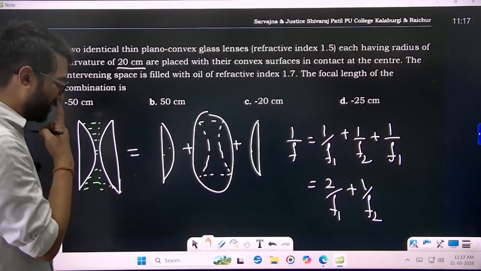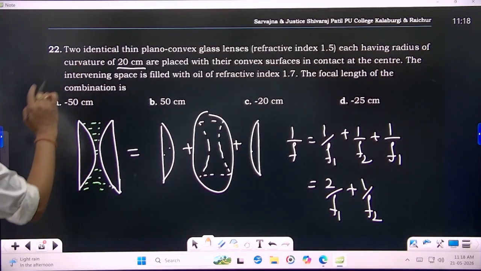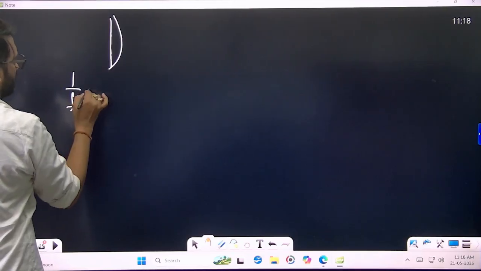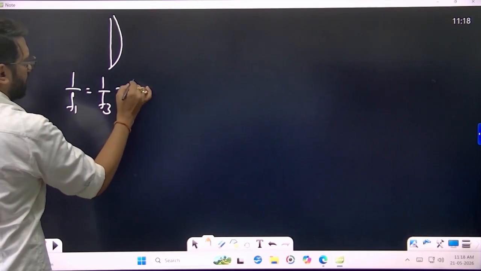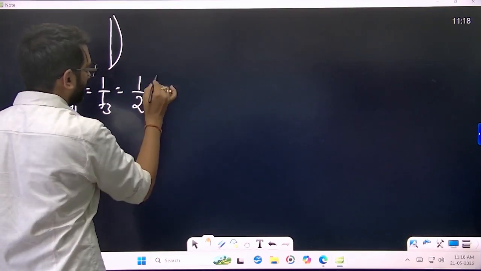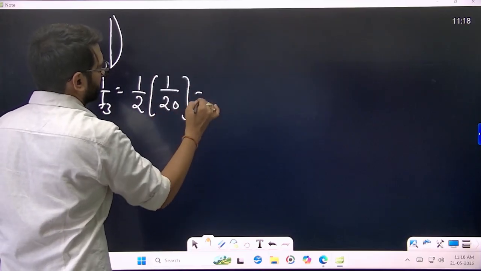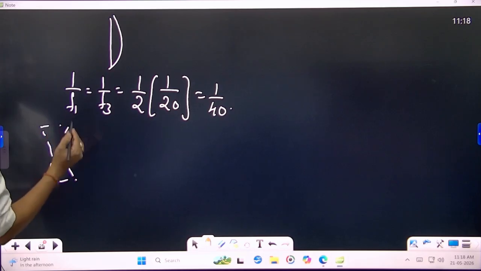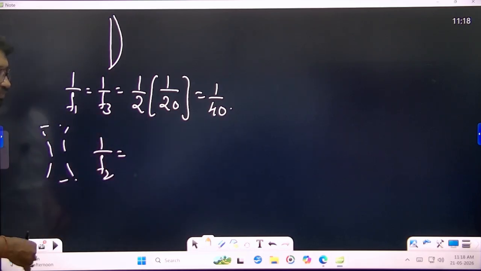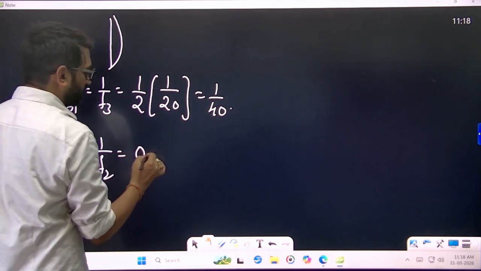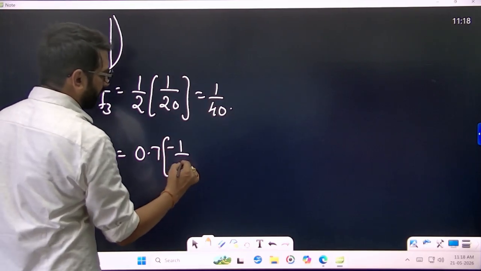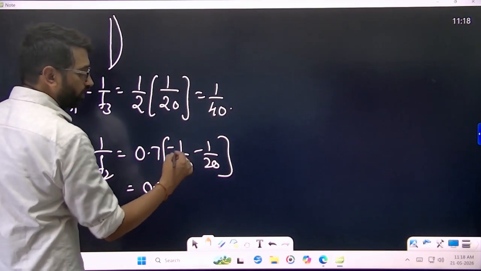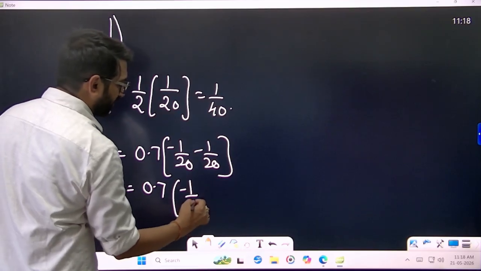Now let us find out individually. Mu is 1.5, r is 20. For this one, 1 by f1 is equal to 1 by f3, both are the same: mu minus 1, that is 3 by 2 minus 1, which is 1 by 2, into 1 by 20. So this is 1 by 40. Next, the liquid one, it is a concave lens. So 1 by f2 is equal to mu minus 1, 1.7 minus 1 is 0.7, into minus 1 by 20 minus 1 by 20 because it is concave. So 0.7 into minus 2 by 20, that is minus 1 by 10.